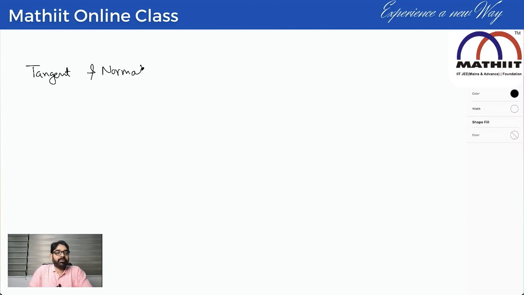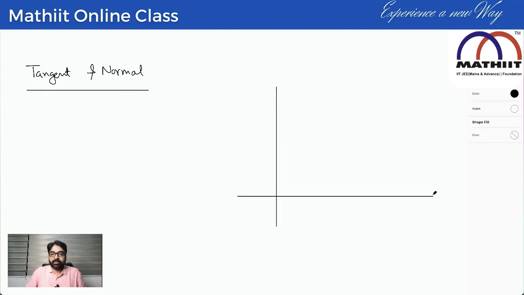Carefully understand. First, I will explain the meaning of the terminology, and then directly the formulas. Whenever we say tangent and normal, suppose this is one curve. Let's call it y equal to f(x). I hope all of you know what tangent means. Any line which touches the curve at a point. Suppose this is your tangent. Let's say this is P. And normal is any line which is perpendicular to the tangent.